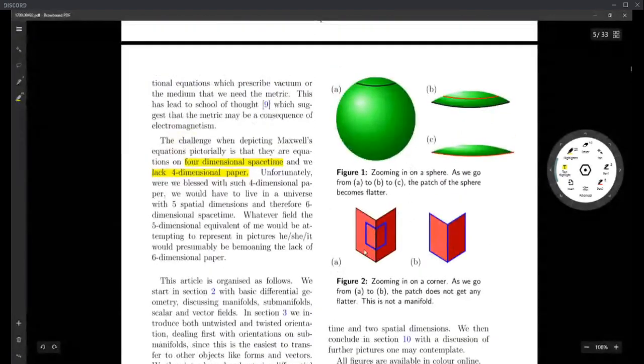But versus this, a corner. If we keep zooming inside this, we often notice that we're just reaching another corner, and we keep noticing that it's actually a corner and not something you could flatten out. So that's not a manifold.